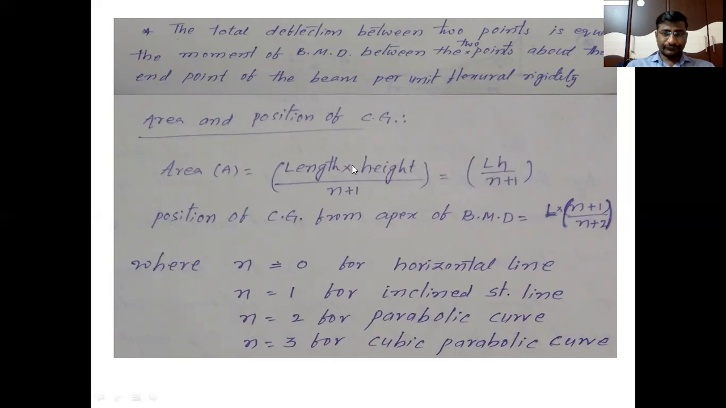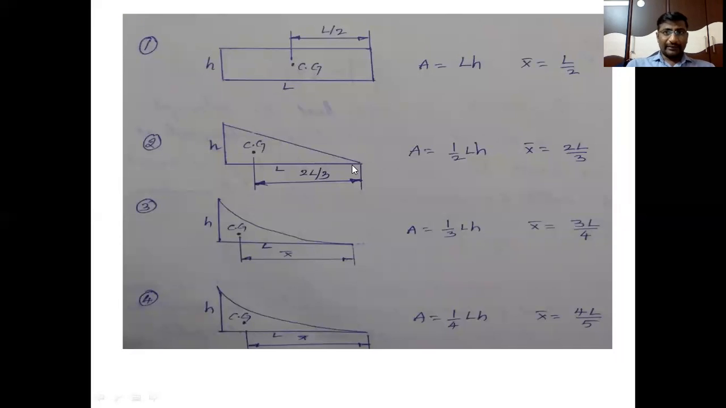Clear? Let us go for the diagrams. That is the bending moment diagram, generally standard beam bending moment diagrams. So first diagram: if it is a bending moment diagram like this, rectangular shape, length of the beam L and height of the bending moment diagram H, then area is equal to L into H, isn't it? And position of center of gravity is L by 2 from one end. X bar equal to L by 2.